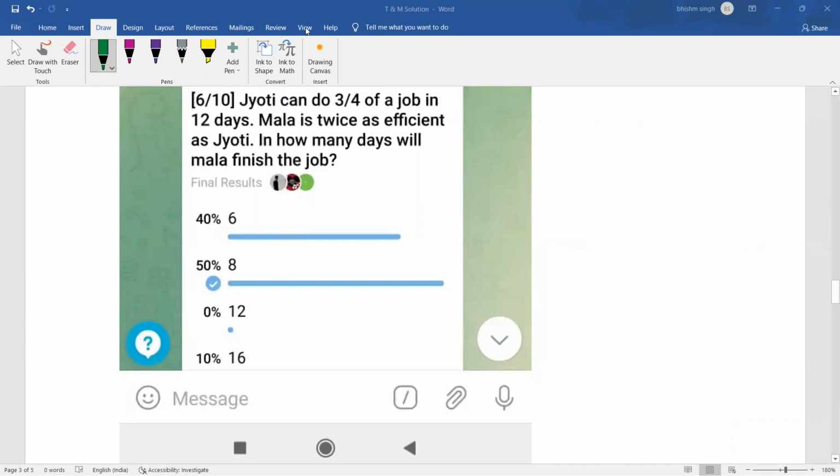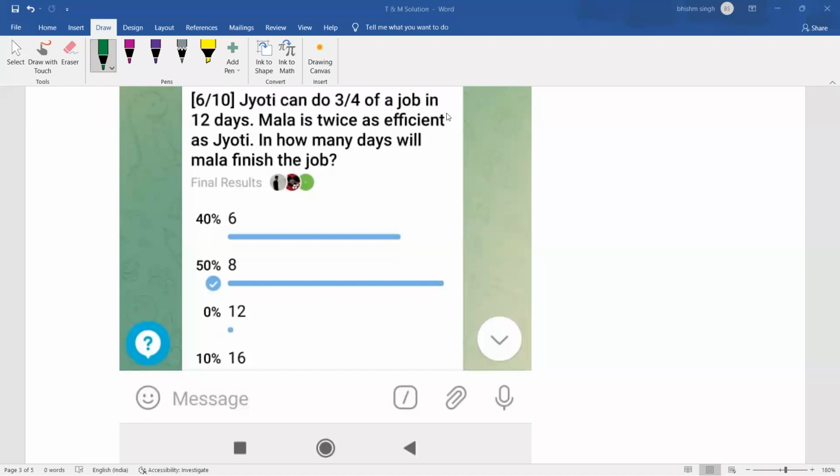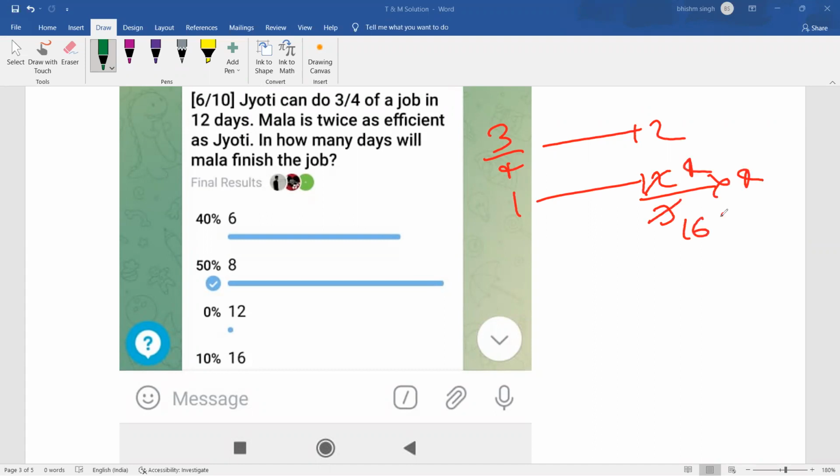Question number 6, you see everyone. Question number 6 is here. Jyoti can do 3 by 4 of the job in 12 days. 3 by 4 of the work in 12 days. The whole work she will do in how many days? 3 times 4 here, 3 4s are 12, in 16 days. In 16 days they will complete the work.